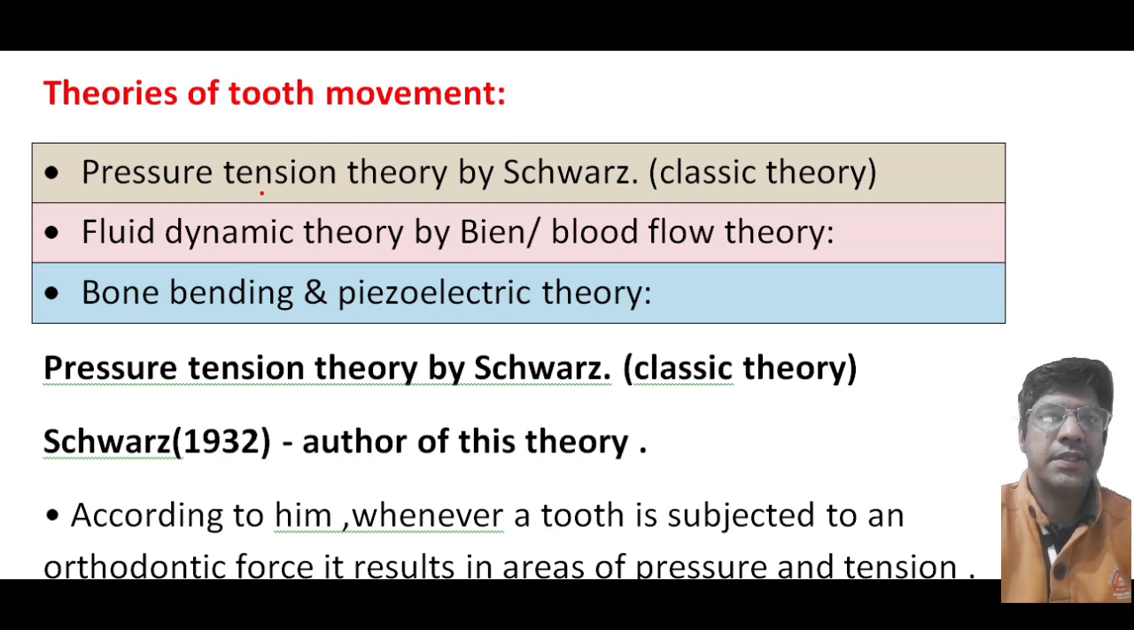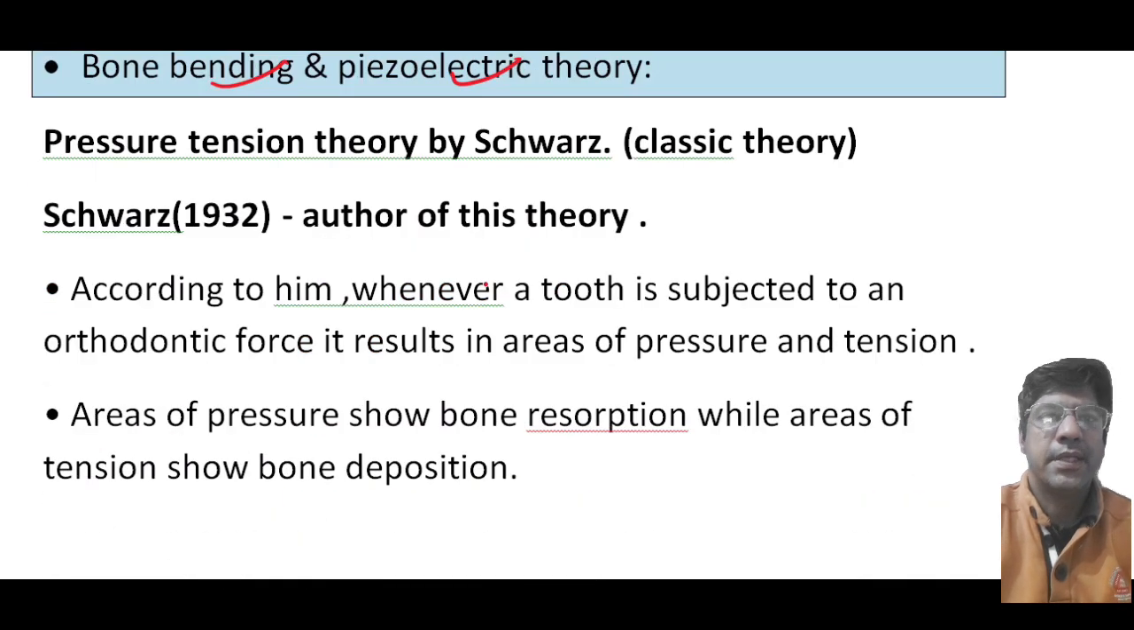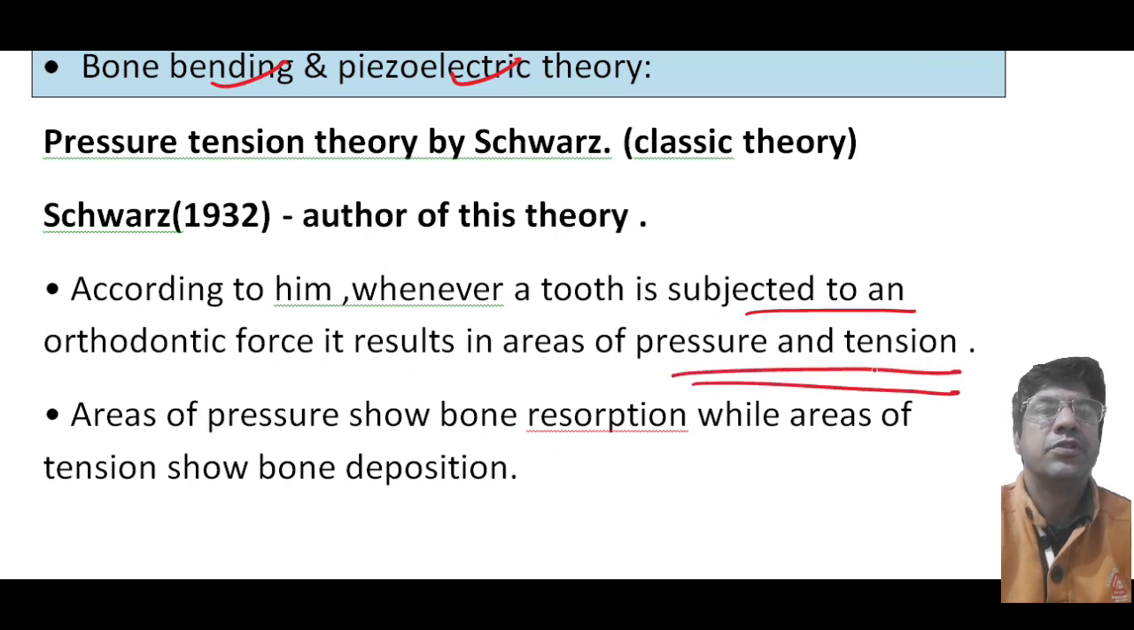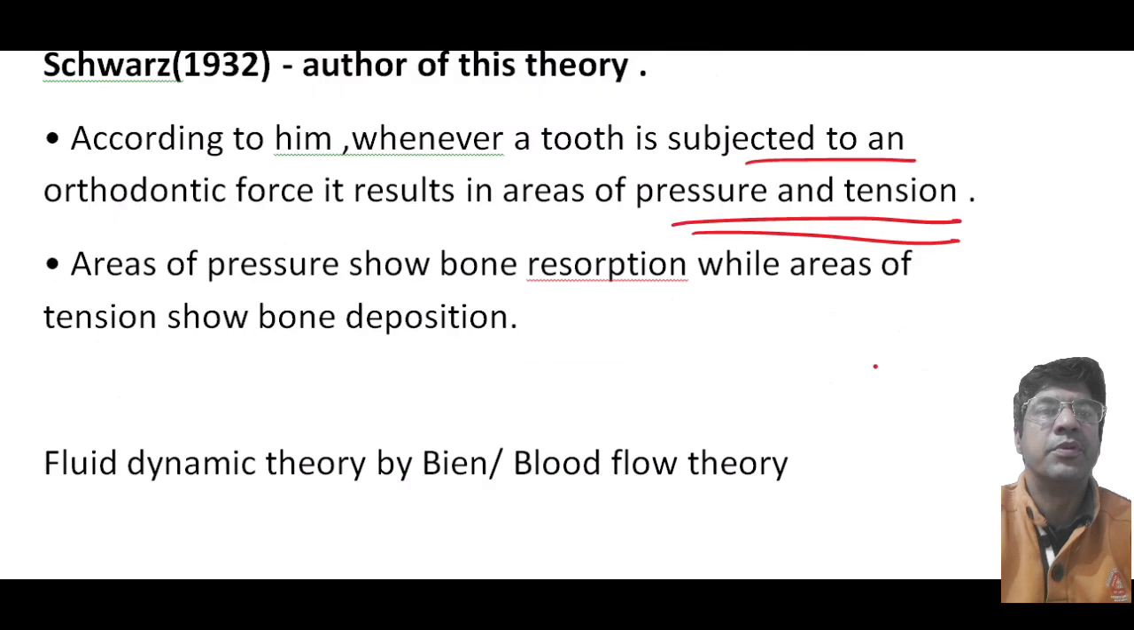They are the pressure tension theory given by Schwartz, the fluid dynamic theory by Bien, and the bone bending and piezoelectric theory. According to the pressure tension theory by Schwartz, whenever a tooth is subjected to orthodontic force, it results in areas of pressure and tension. The area of pressure shows bone resorption, while the area of tension will show bone deposition.